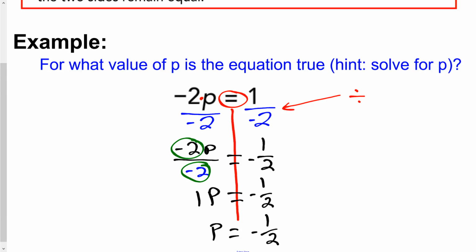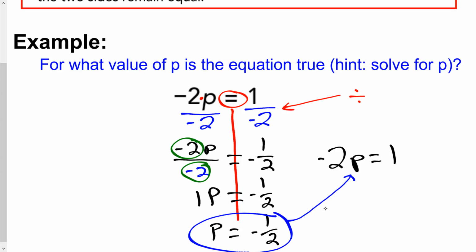We can substitute this back into our original equation. Negative 2p equals 1. I want to substitute this into p. It's negative 2 times negative 1/2 equals 1. Well, negative times a negative is a positive. That's what's given. We got positive 1. And what's 1/2 of 2? Well, that would be 1. So that does work out.